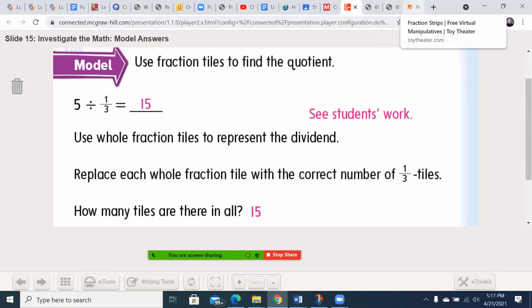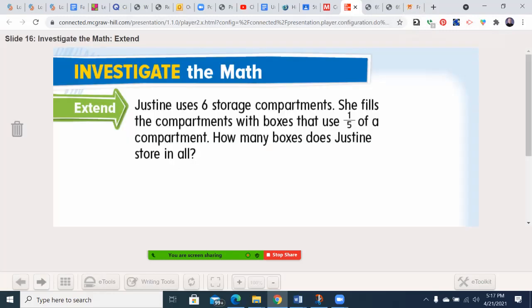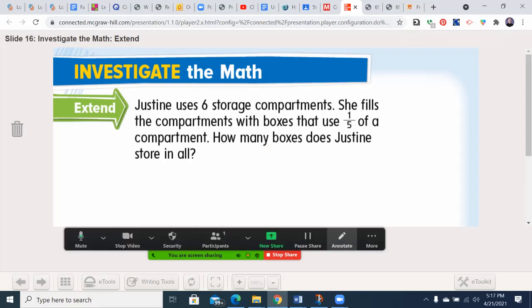So those fraction tiles are useful, but I understand that it's difficult to find one that has 5 lines on it. Now, let's be honest here. So we need to use ratios. Justine uses 6 storage compartments. She fills the compartments with boxes, use 1/5 of a compartment. How many boxes does she use at all?